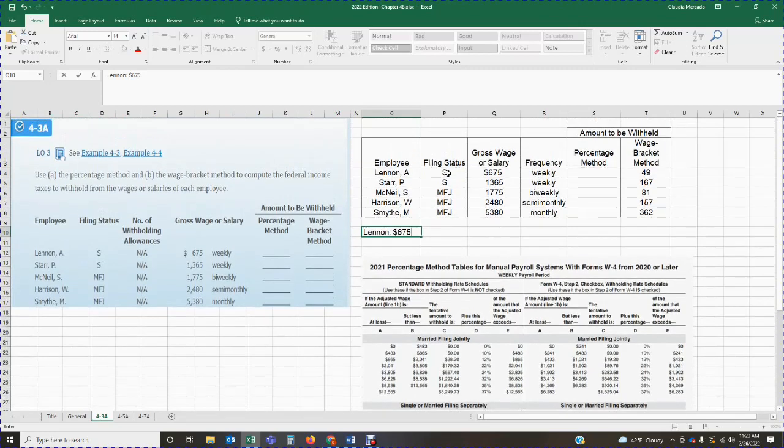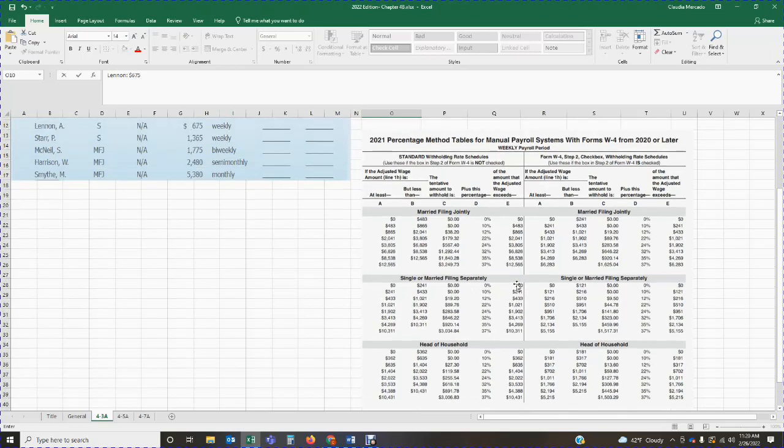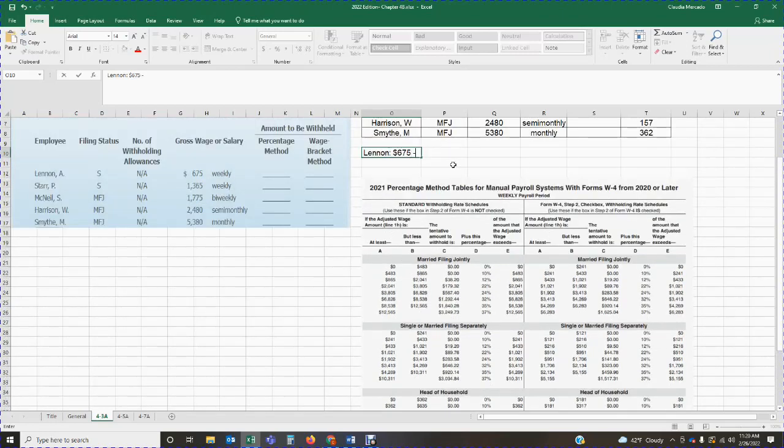Now linen is single, so we're going to be looking at this second box right here, single. And we're going to look at the 675 figure. That's going to be the third tier, between 433 and 1021. What we're going to do is go to the last number, and that's 433. We're going to subtract that 433 from the 675 to figure out the amount that's actually taxable for federal income tax purposes.